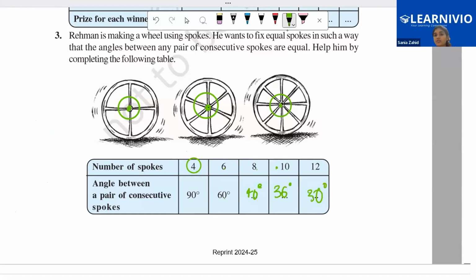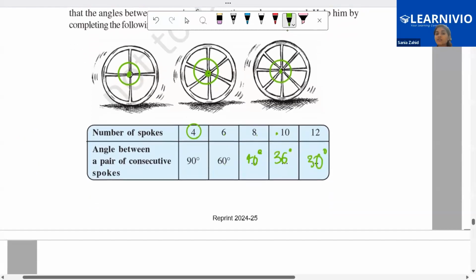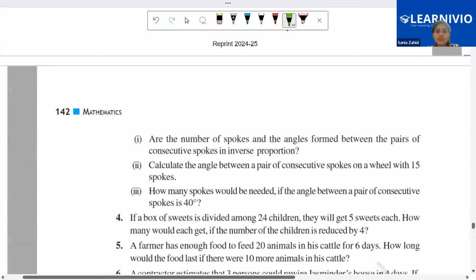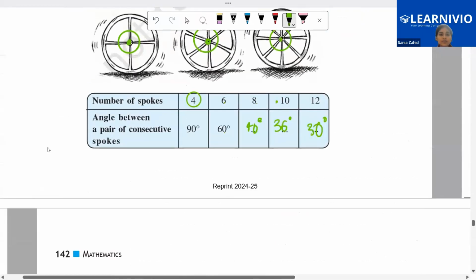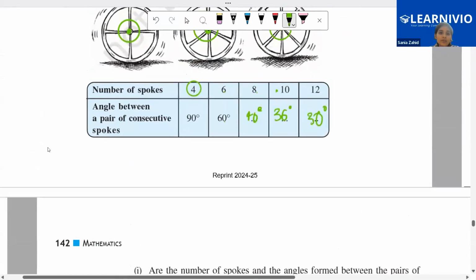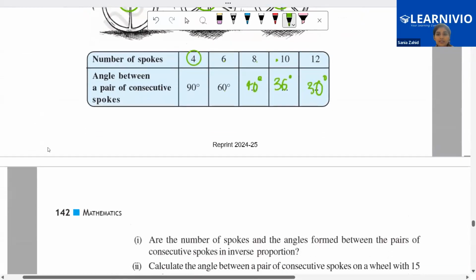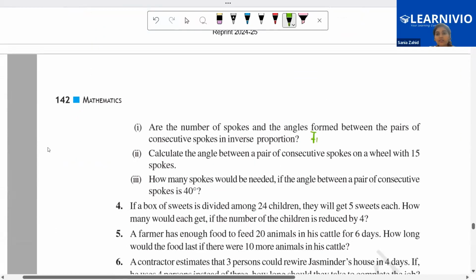Okay. So understood this thing? Now tell me, is this direct or inverse? Okay, there are further questions. Are the number of spokes and the angles inverse or direct? Tell me. Inverse. Inverse proportion. See, because as the number is increasing, my angle is decreasing. So it is inverse. Okay.